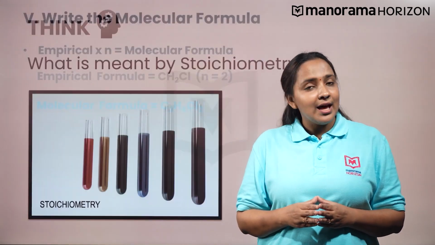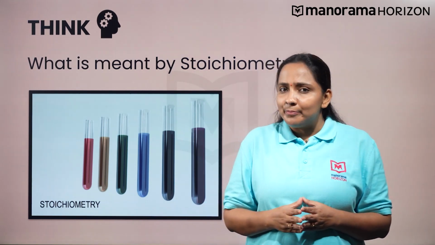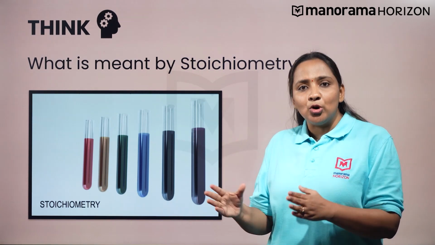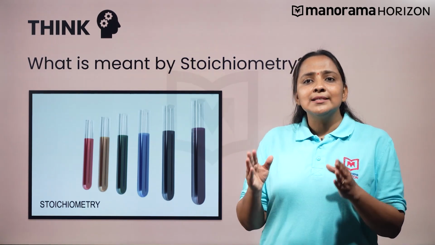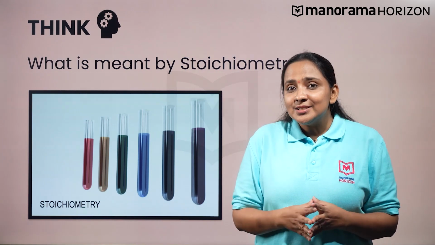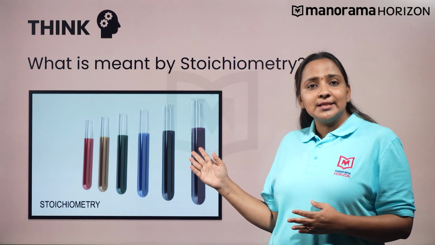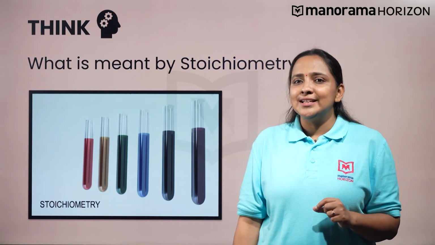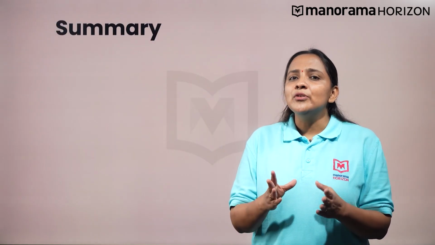So, these were the steps to find out the empirical formula and the molecular formula from the given percentage composition. Now, as we are clear with the concept of percentage composition and empirical and molecular formula, I will give you a term to think over, as this term is the basis of our next video. What is meant by stoichiometry? The photograph on the screen is a hint for finding the meaning of the term. Now, let us summarize what we have learnt.